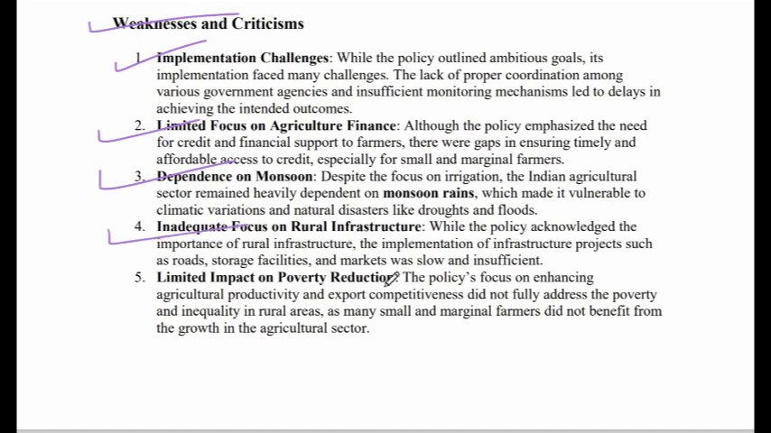Inadequate focus on rural infrastructure. While the policy acknowledged the importance of rural infrastructure, the implementation of infrastructure projects such as roads, storage facilities, and markets was slow and insufficient. Limited impact on poverty reduction. The policy's focus on enhancing agricultural productivity and export competitiveness did not fully address the poverty and inequality in rural areas, as many small and marginal farmers did not benefit from the growth in the agricultural sector.